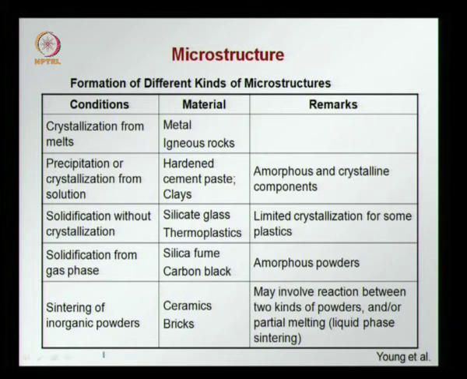You can have amorphous and crystalline materials forming from precipitation from a solution or crystallization from a solution. Say in the case of hardened cement paste, you initially have a mix of cement and water, cement reacts with water, there is a precipitation of calcium silicate hydrate, which is an amorphous material.